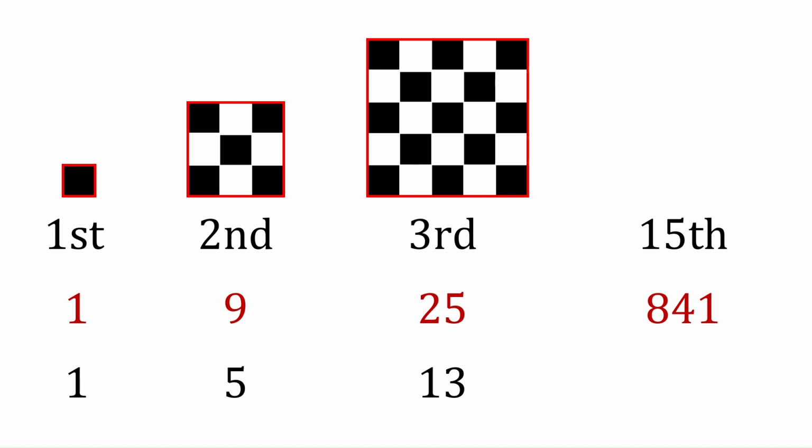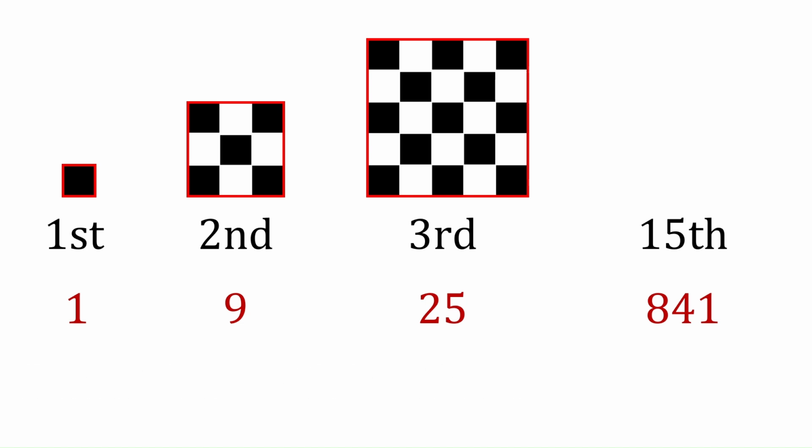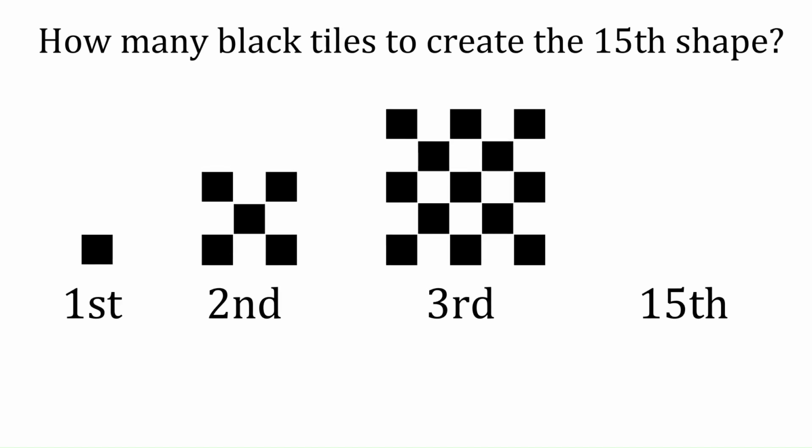And it's quite easy to see, given the relationship we've already worked out in our previous solution, each time we add 1 more black tile than the existing white tiles. So black tiles is the white tiles plus 1. So what we can do to 841, we can add 1 to it to get 842 and divide that by 2. 842 divided by 2 is 421. There are 421 black tiles and 420, one less, white tiles in our 15th shape. And therefore the answer to the solution, how many black tiles are needed to create the 15th shape, is 421.